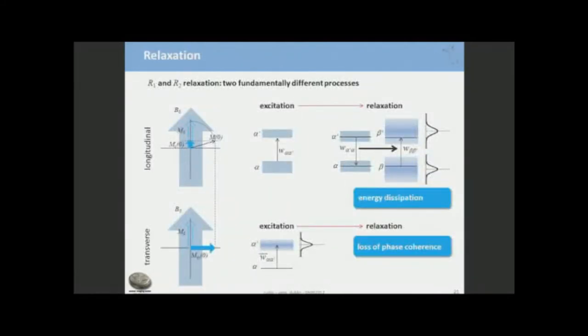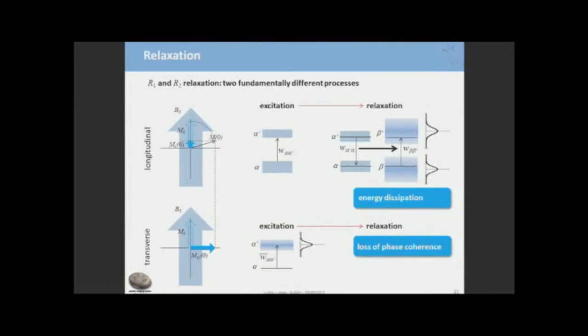For instance, if you look at relaxation, as I mentioned, R1 and R2 relaxation, those are fundamentally different processes. This one tells how rapidly the longitudinal magnetization recovers, which essentially is an energy dissipation process. The spin system gets rid of the excess energy in interaction, actually, with the environment. So the spin system and the lattice, therefore, it's also called spin lattice relaxation.